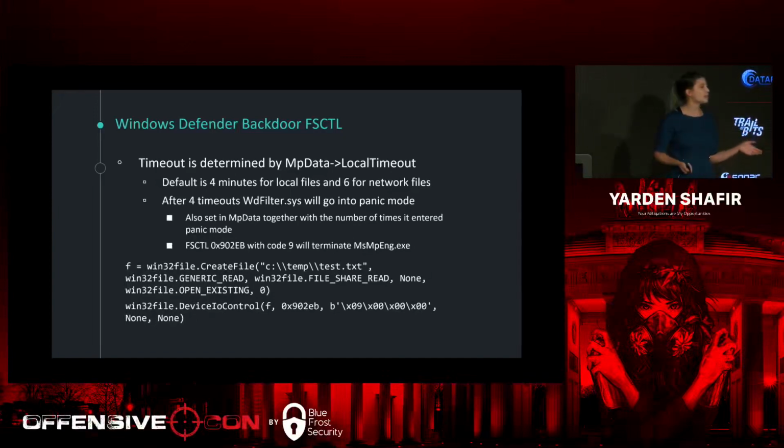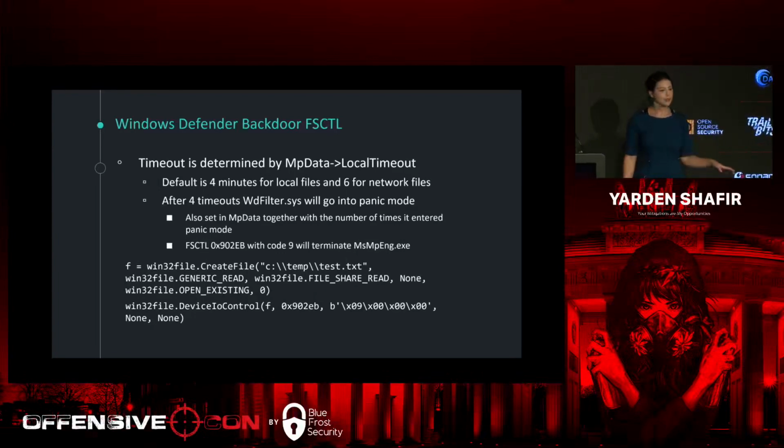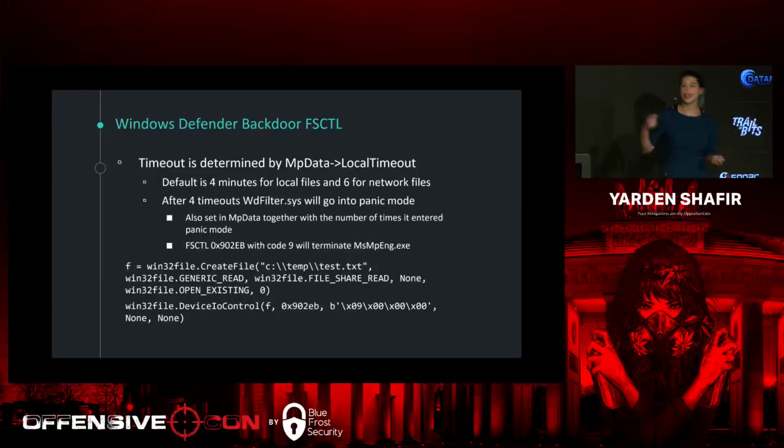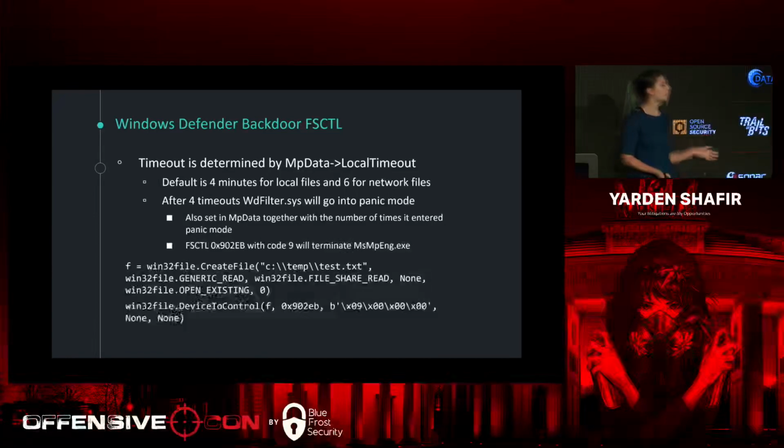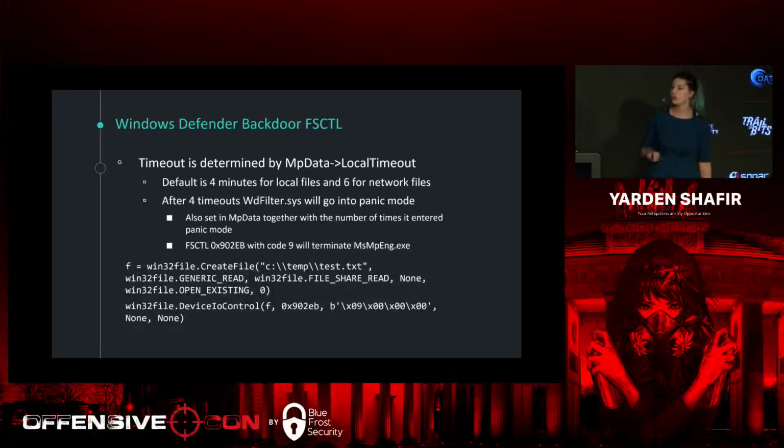And 2 lines of Python. In the first one, I just open a file handle to a file on disk. The file can be any file, it doesn't matter. It just needs to be some file on the file system so we can send an FSCTL that will be intercepted by Windows Defender. Then I go and send an FSCTL with the magic code and an input of 9, because I want to access function 9 to terminate the user mode process.